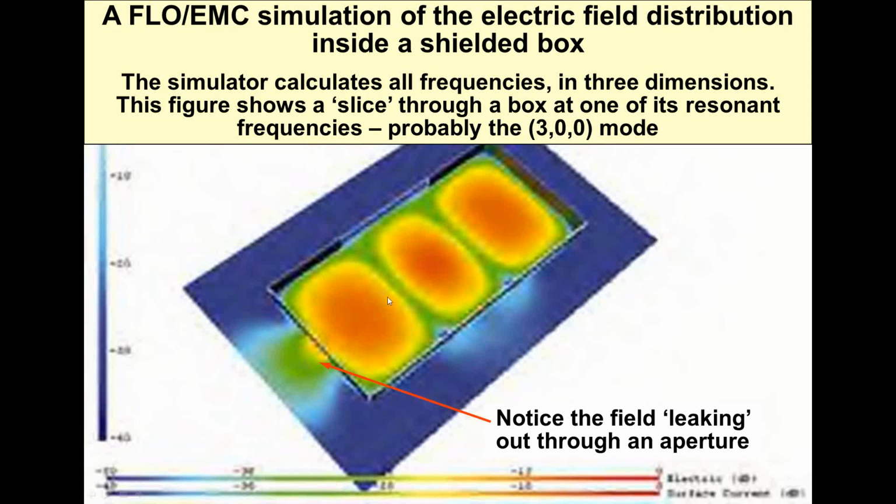We can see that at the 3-0 mode, 3 resonances across the length, we've got very little leakage from these ventilation apertures because they happen to be in a region at this resonant frequency where the field strength is low. But on the end here, the field strength is high, and so we get more leakage from the box.